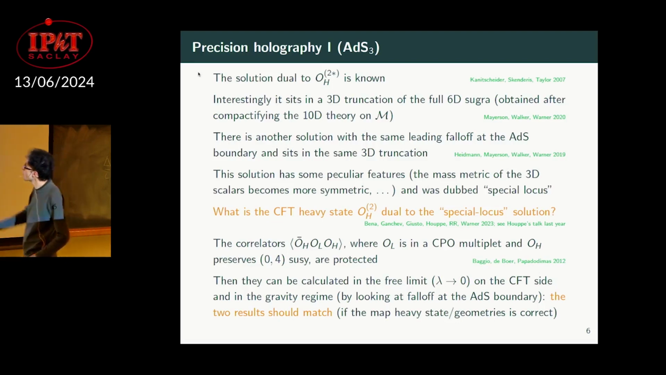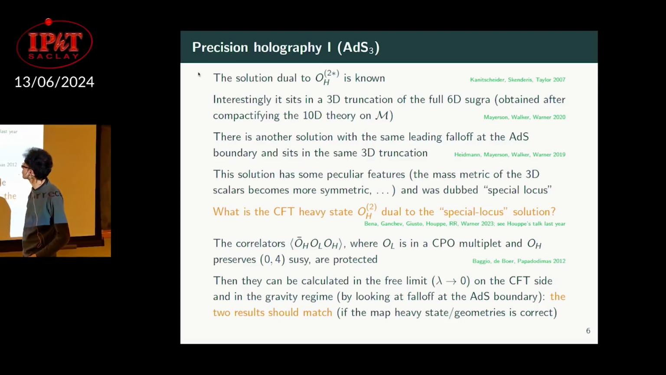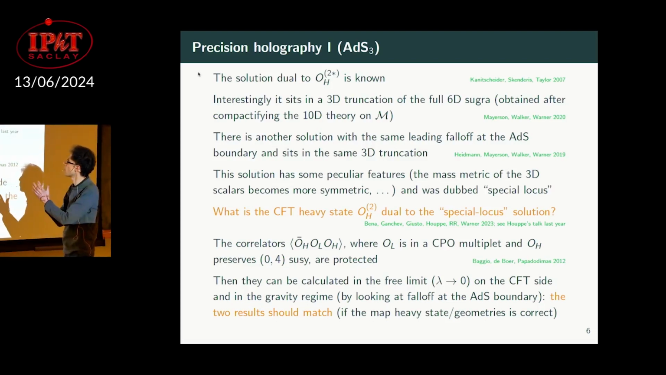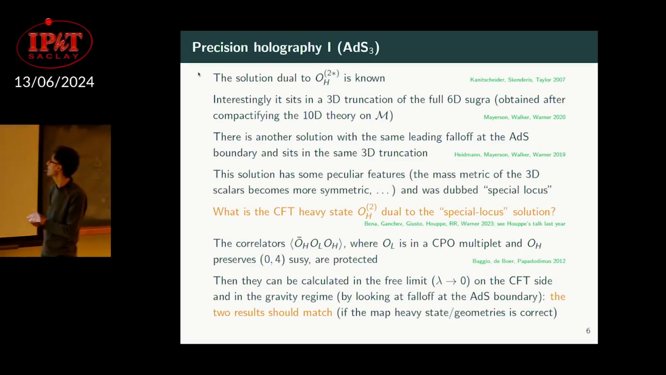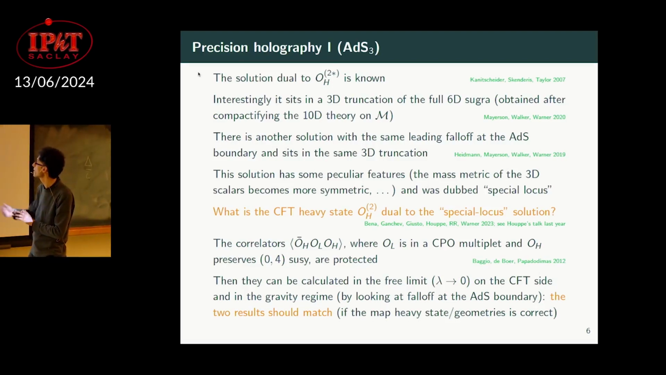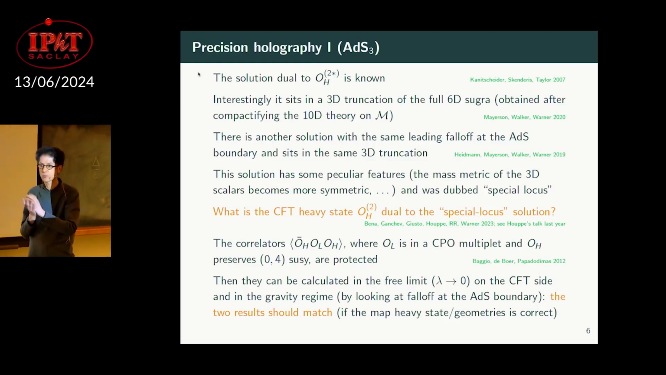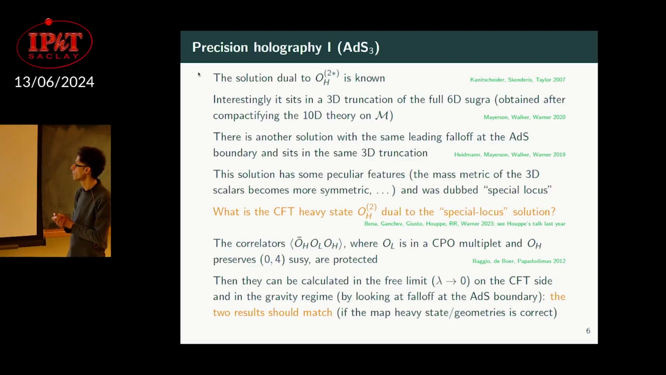And this solution, from the point of view of the three-dimensional gauged supergravity, has some peculiar feature. So the mass matrix of the gauged supergravity becomes more symmetric than what you would expect. And so they dubbed that a special locus, right? So it has a special status from the gauged supergravity point of view.